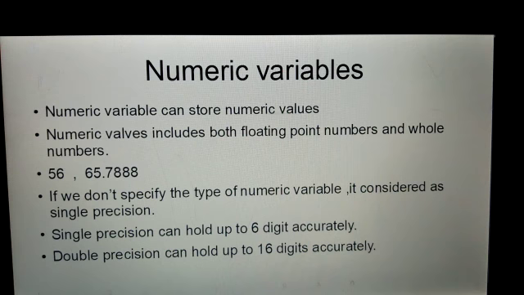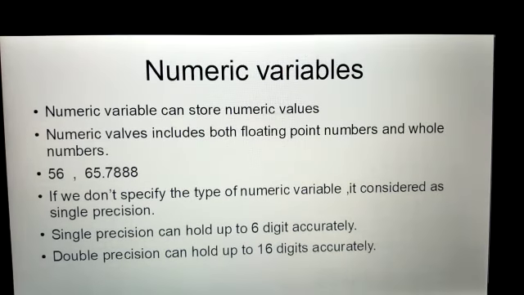When you assign a variable name, you must declare the variable type: dollar for string, integer, single precision, double precision. If you don't specify, the computer automatically considers it single precision and stores your value up to 6 digits accurately. Single precision can hold up to 6 digits accurately. Double precision can hold up to 16 digits accurately. Okay, this is the numeric variable.